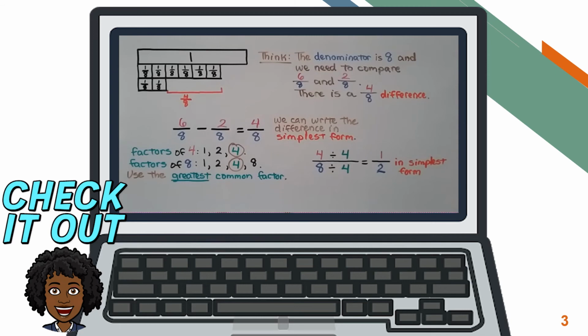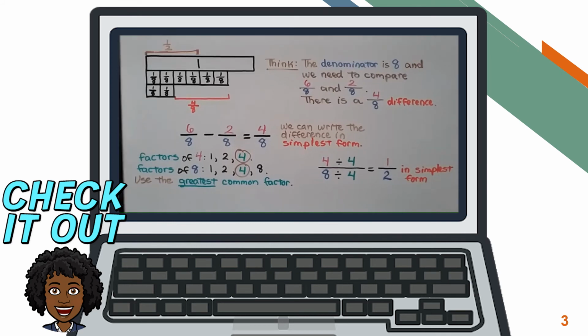And we can write 4/8, the difference, in simplest form. We list the factors for the numerator 4 and the factors for the denominator 8, and we circle the greatest common factor that they have. That would be a 4. And then we divide the numerator 4 by 4 and get a 1. We divide the denominator 8 by 4 and we get a 2. It's equal to 1/2 in simplest form. And we can see on this bar model that 4/8 would be 1/2. 4 1/8 parts would be half of this entire bar model.